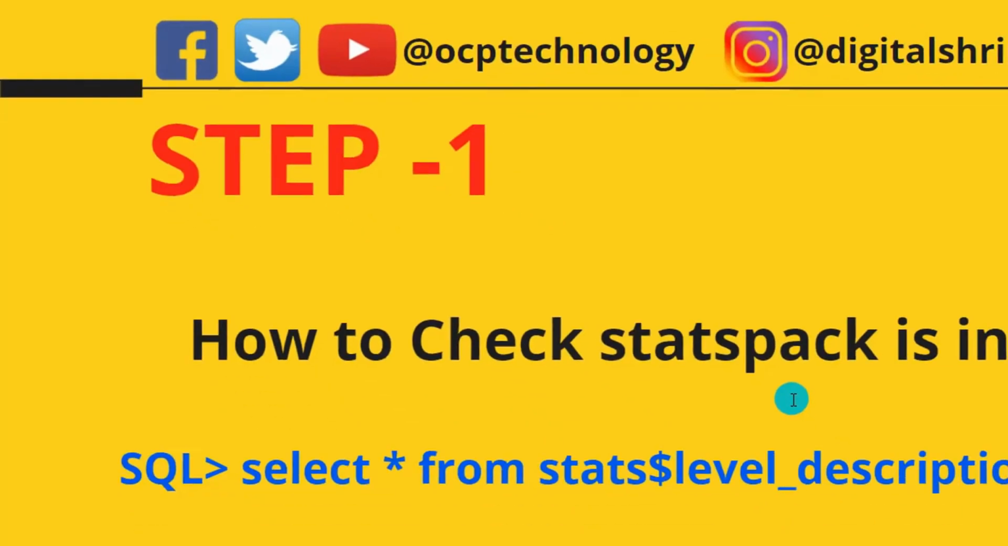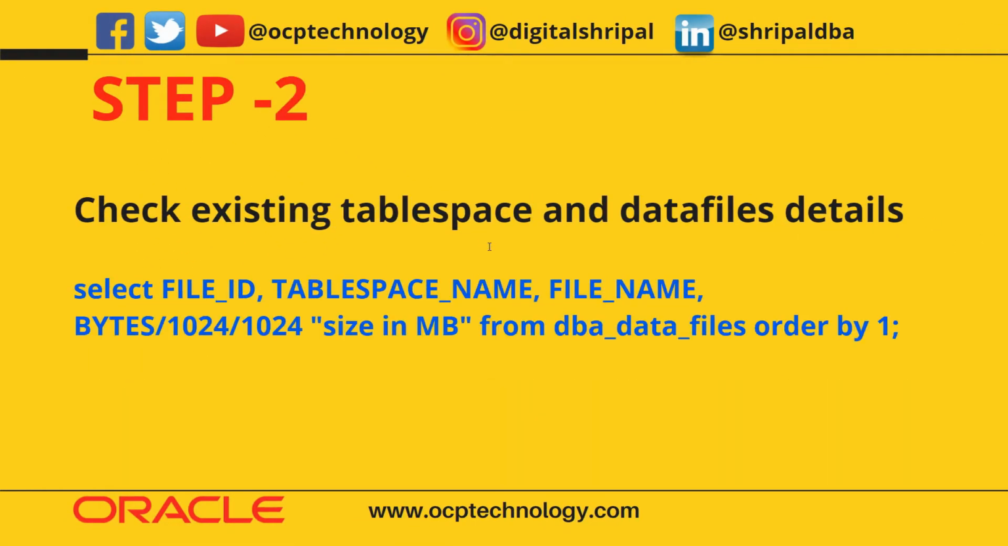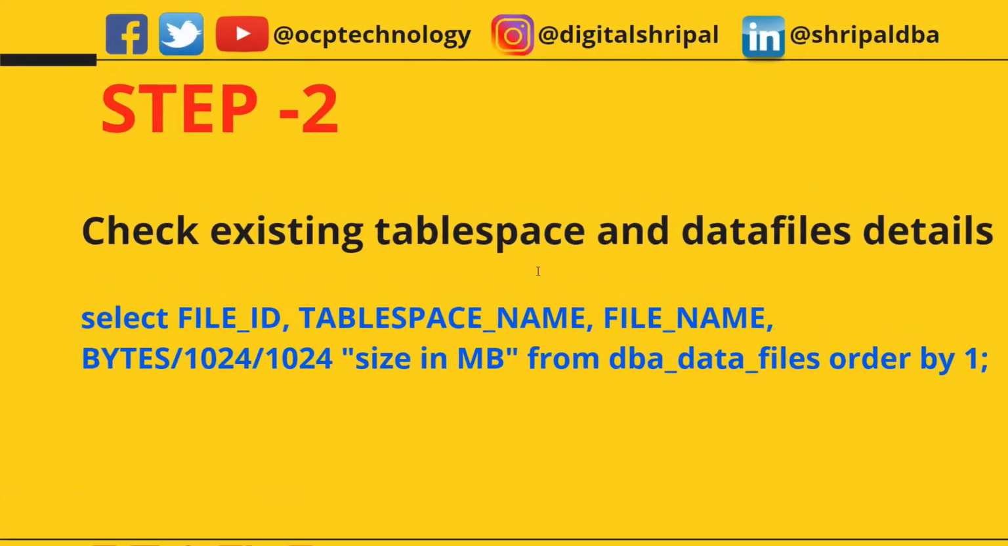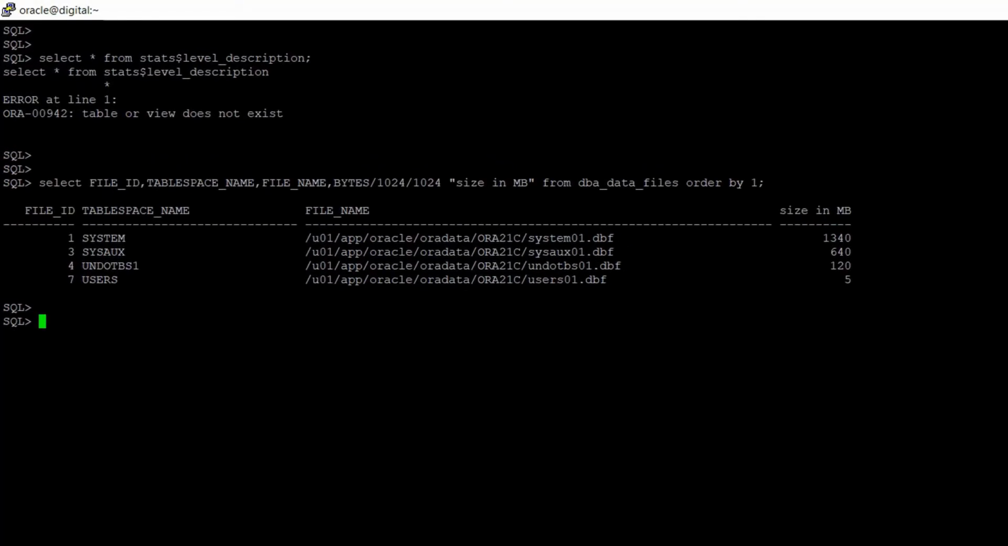Okay. In the next step, check the existing tablespace and data file details so that we can get the information about all the tablespaces. This is not necessary. I'm just checking it for my knowledge. Okay. Finally, we got the information about the tablespaces.